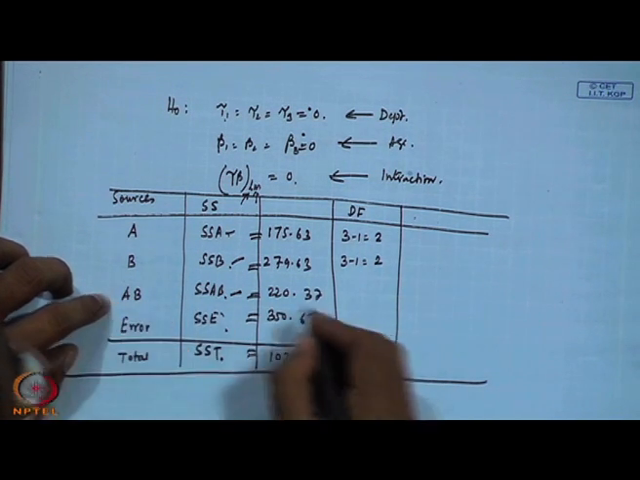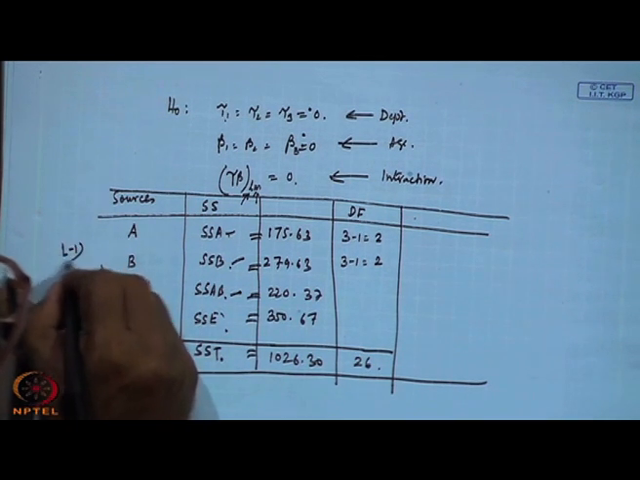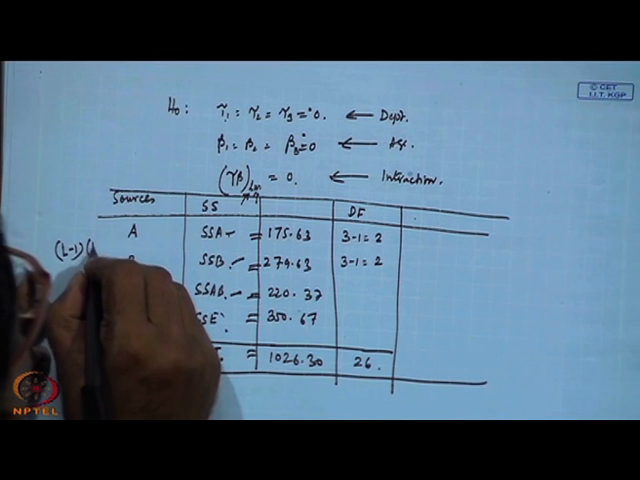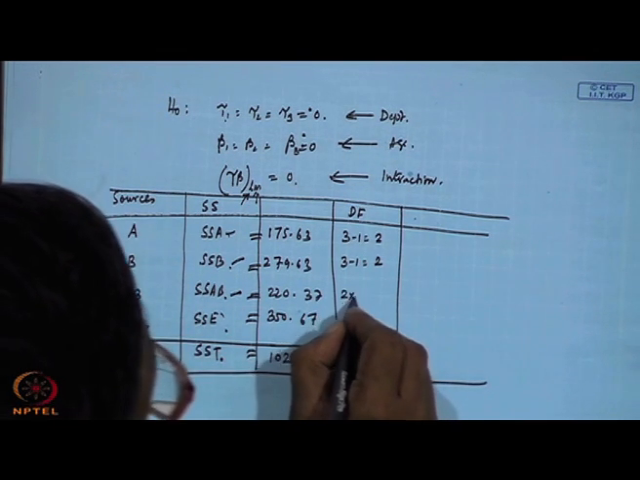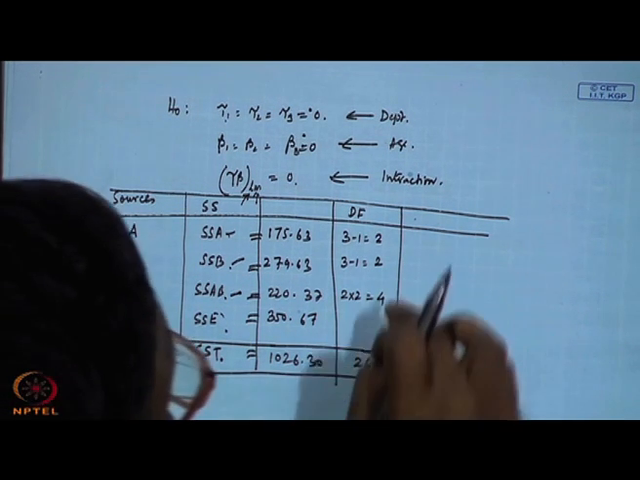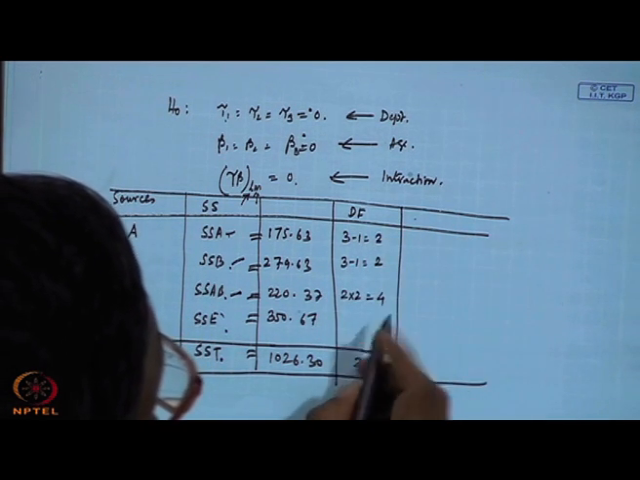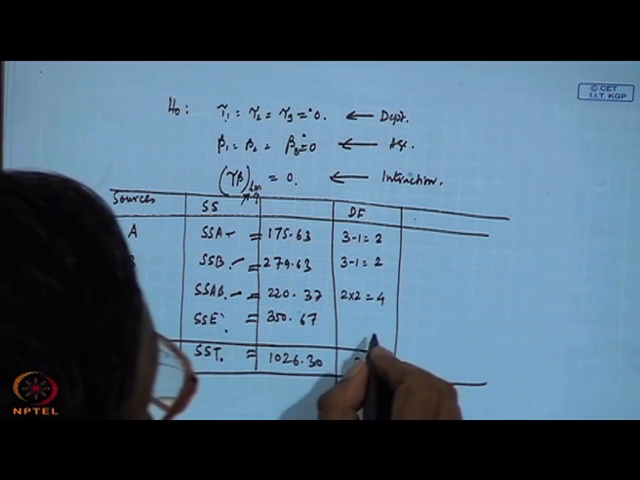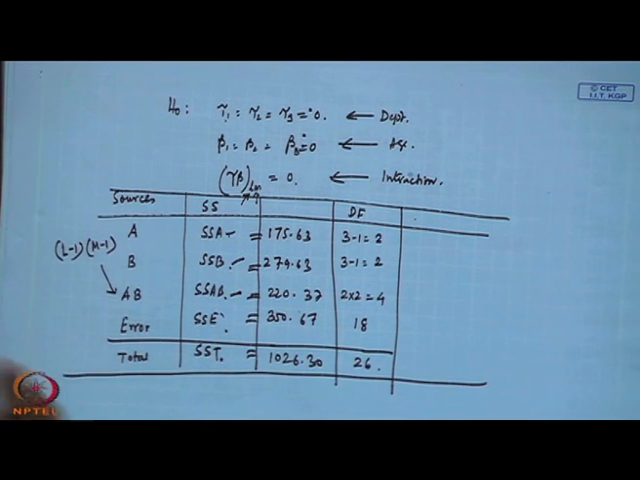That means, for AB's case, here A has L minus 1 degree of freedom, B has M minus 1 degree of freedom, the multiplication. So, 2 cross 2 equal to 4. The rest, 26 minus 4 minus 2 minus 2, that means 26 minus 8, that is 18, is the error degree of freedom. Okay.